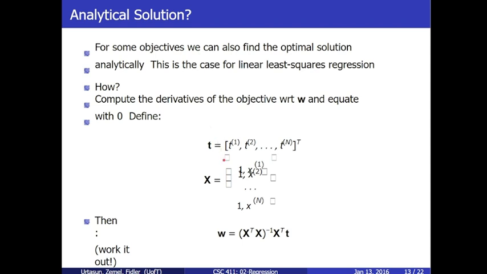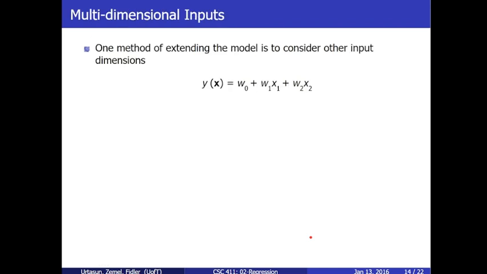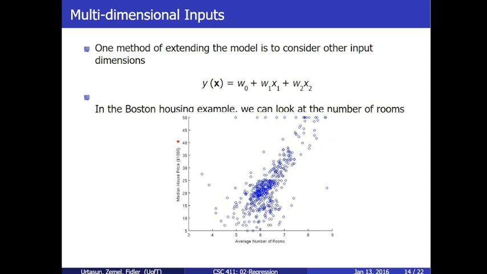Now you define T with the set, X with the set, sorry, the image just got distorted a bit. And then use this formula, W equals (XT X) to the negative first, XT T, and work it out. Now, for multidimensional inputs, one method of extending the model is to consider other input dimensions. So in this formula, y of x equals W0 plus W1x1 plus W2x2. So essentially, you're increasing the input size.